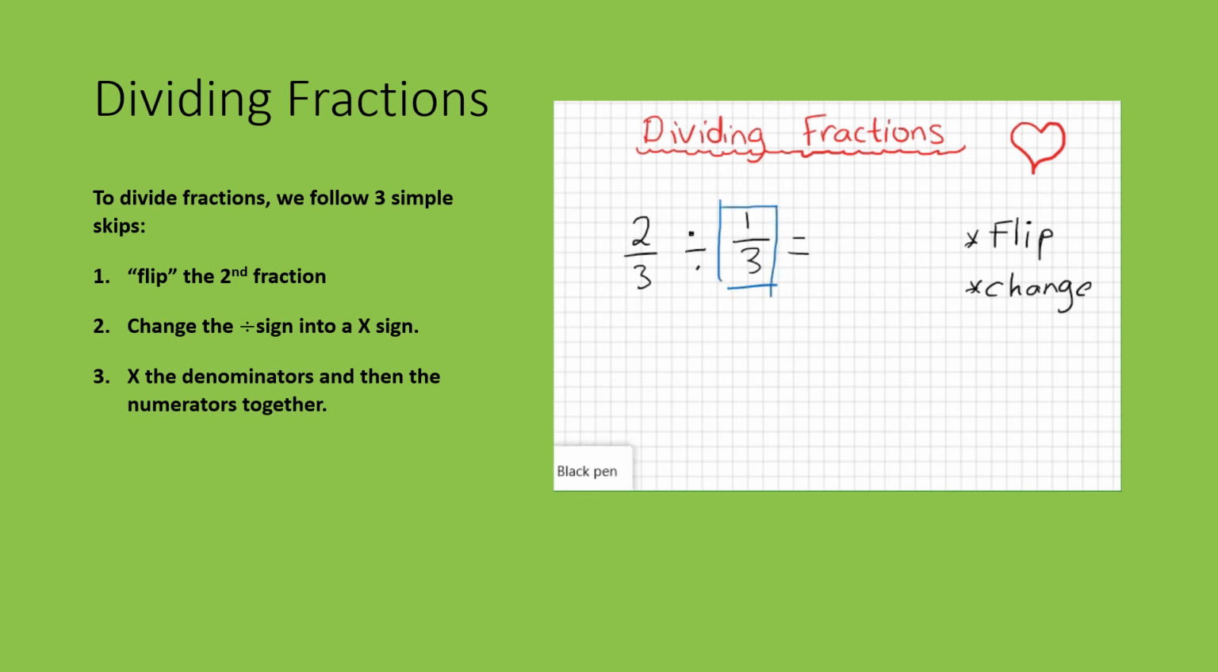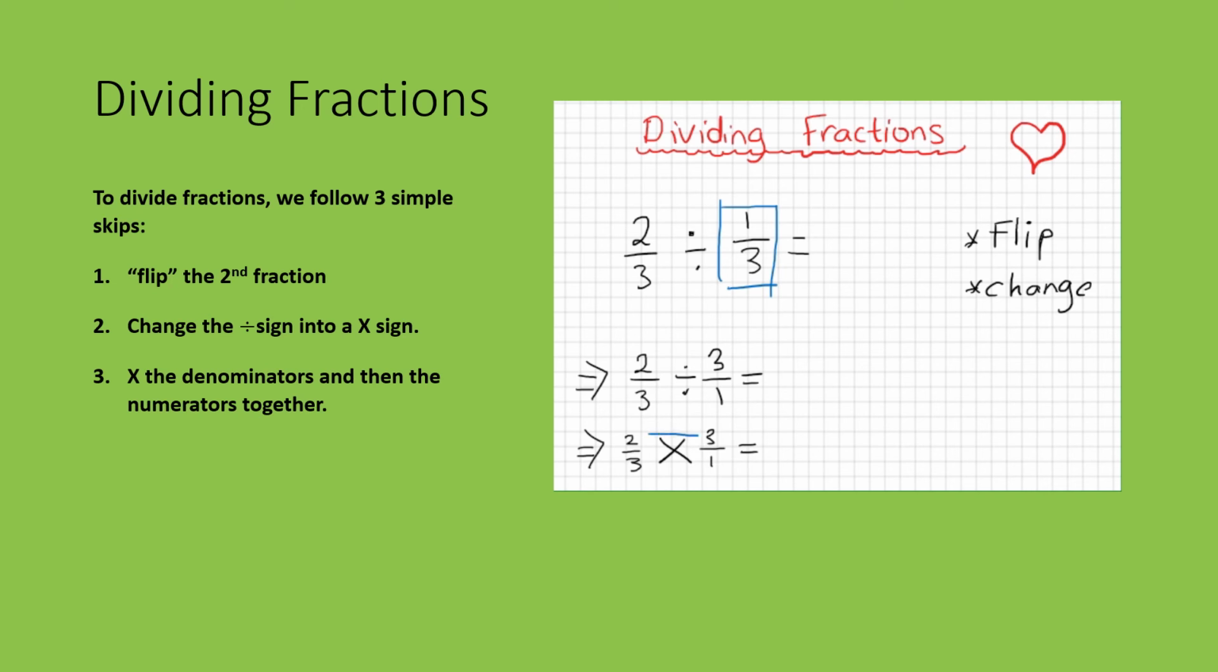So the equation now looks like this: 2/3 divided by, and flip it over. Okay, so now we've flipped it. And then we do change. And what are we changing? We're changing the operation. So it did look like that. This is the next step. It now looks like this: 2/3 multiplied by 3/1.